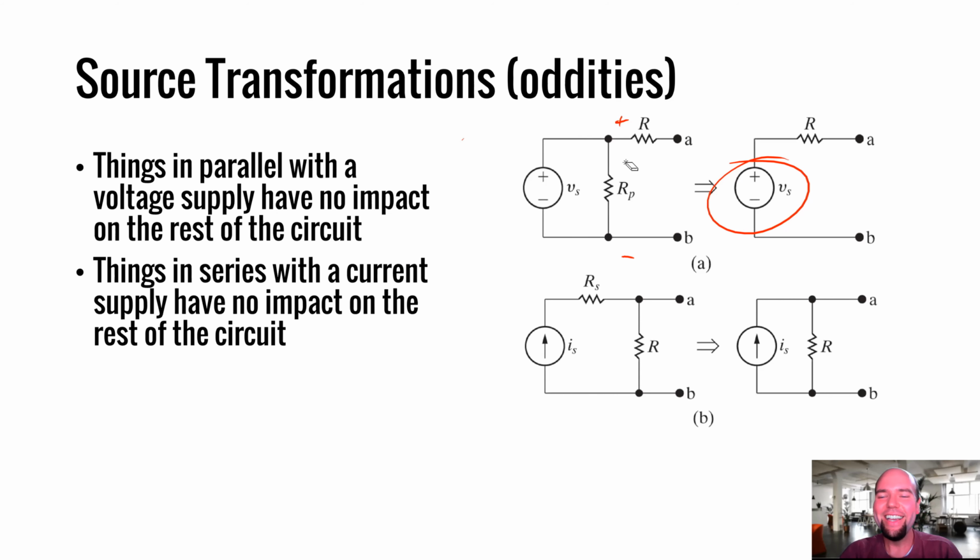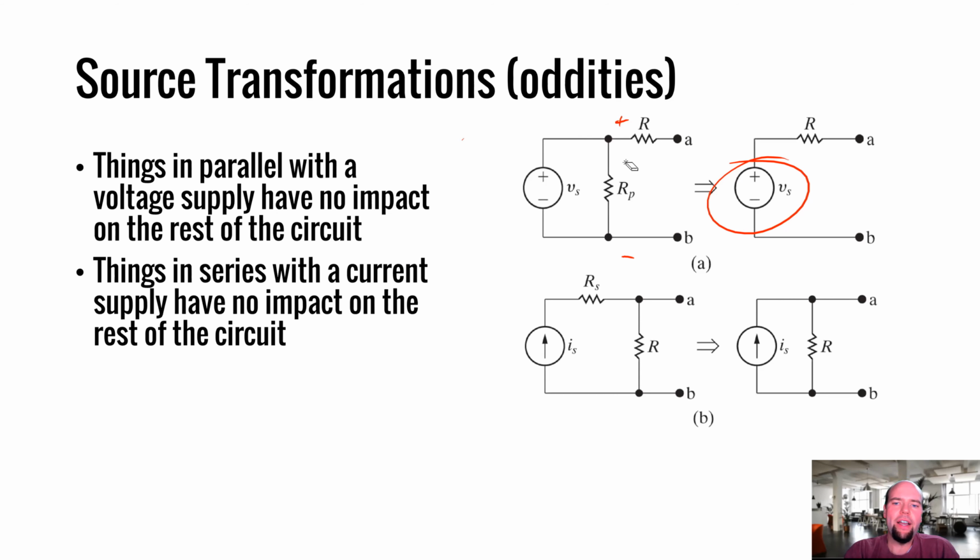Someone will. All right. So put something in parallel with a voltage supply, get rid of it. Don't care. Same thing with current supplies. If you've got a current supply, it's going to keep whatever current is set by that supply flowing through it. So if you want to toss things in series with the supply, it doesn't matter. If you want to toss resistors in series with the current supply and make the current supply work harder, it's fine. The current supply might care, but the rest of the circuit doesn't feel the difference.